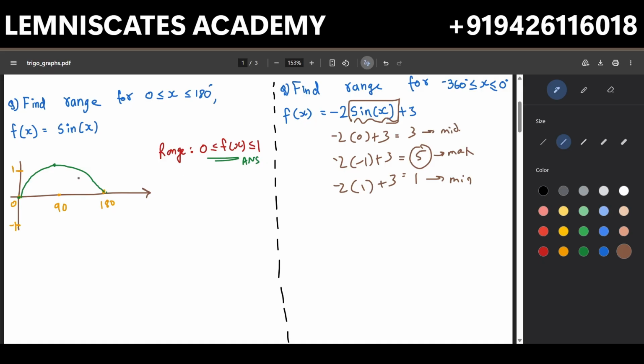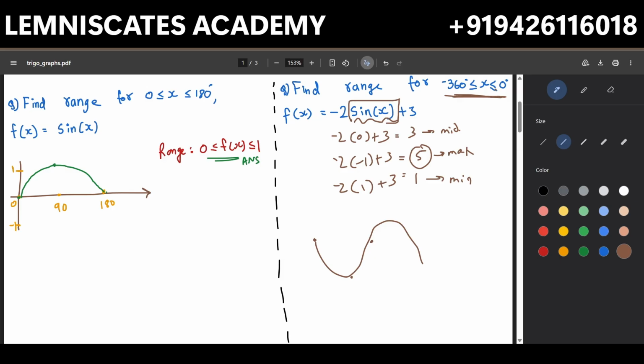So what you do is create the axis with the maximum value at 5, minimum at 1, and middle value at 3. And after that, just follow the pattern starting from the middle value. Because it's a negative graph, this time you're going to go from the middle value to the minimum value, then minimum to the middle value, middle to maximum, and this pattern will keep on following. And of course, you need to keep in mind the domain for which you are plotting it. In this case, I'm plotting in between minus 360 to 0. It means I am on my negative domain.